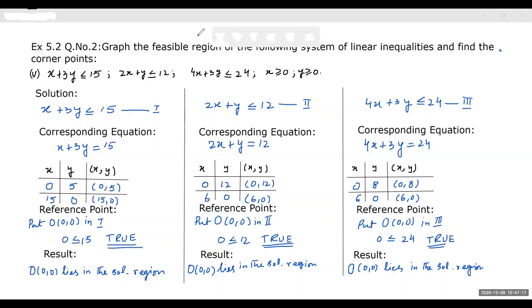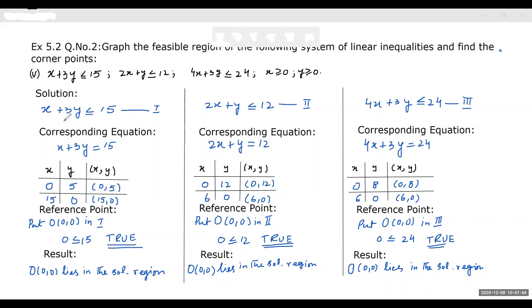First of all, we consider these two inequalities. For these two, we are just going to restrict our solution region to the first quadrant, and these two will be applied automatically because in the first quadrant, x is greater than or equal to 0 and y is greater than or equal to 0. Then the solution region will be called the feasible region. Now let's start the calculations for the rest of the inequalities.